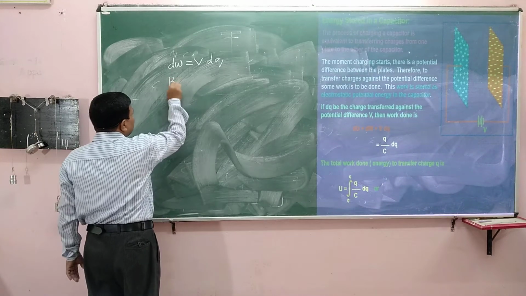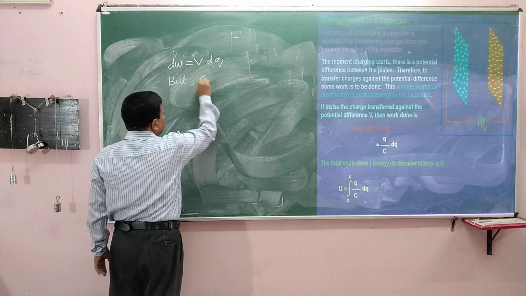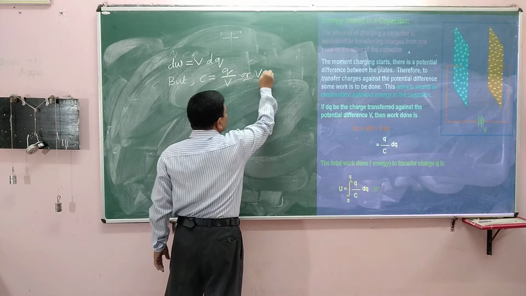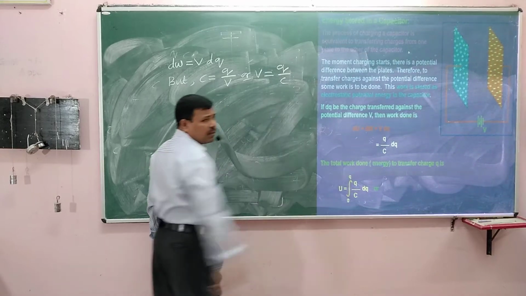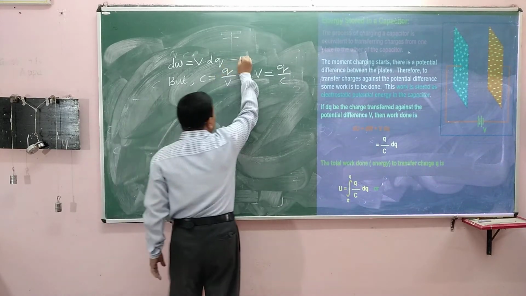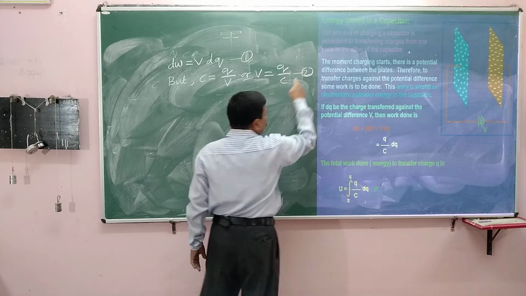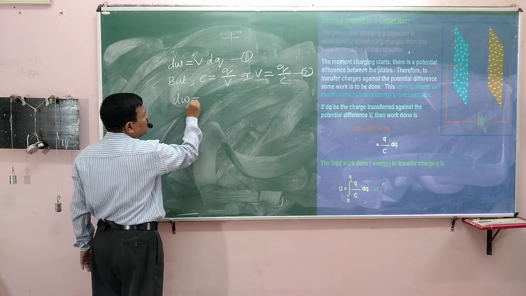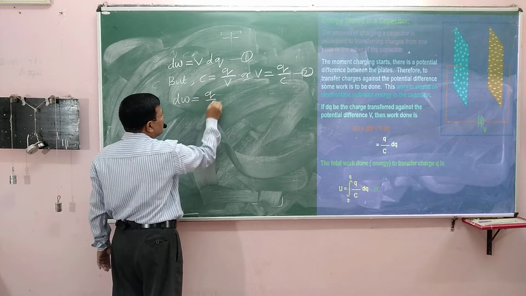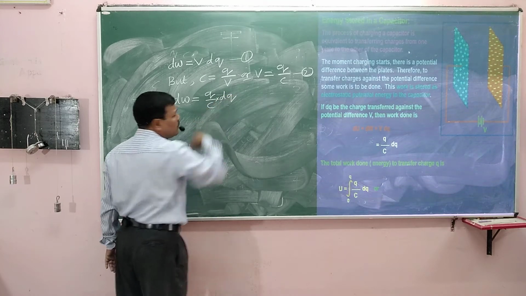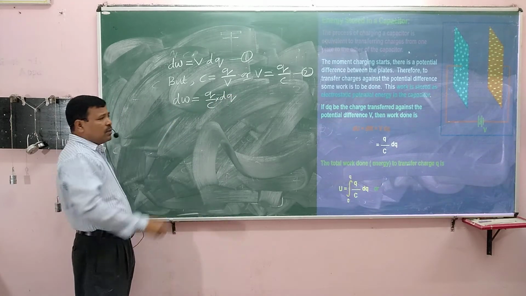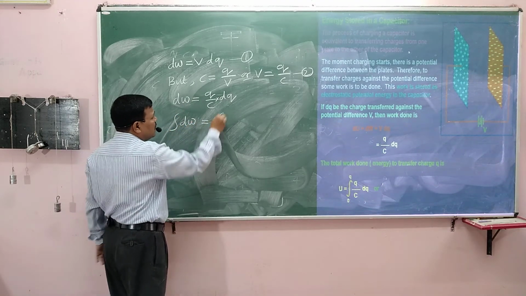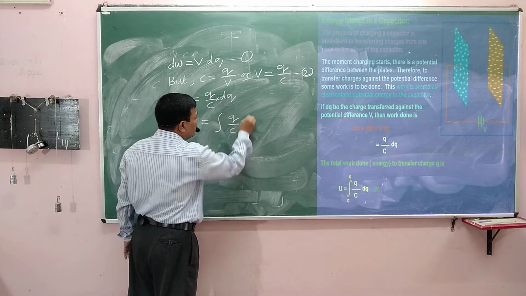But C is equal to Q upon V, or V is equal to Q upon C. Substitute this equation number 2 in equation number 1. We get dW is equal to Q upon C into dQ. If you take integration on both sides, we get this.